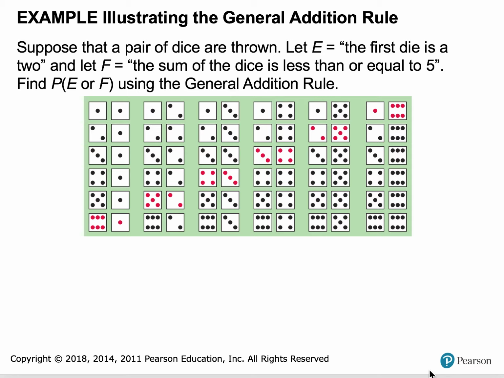Okay, so suppose that a pair of dice are thrown. Let E be the first die is a 2, and F be, grab a pen again, the sum of the dice is less than or equal to 5. So try to help us out like this. E, the first die is a 2, is this whole row right here where the first die is a 2.